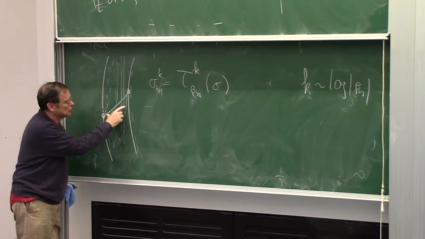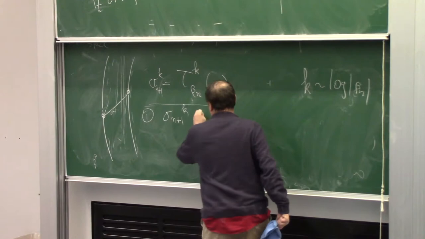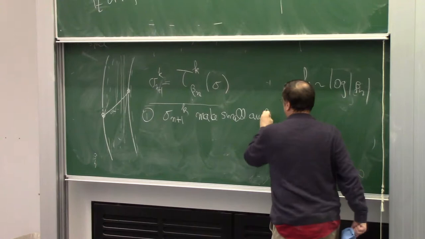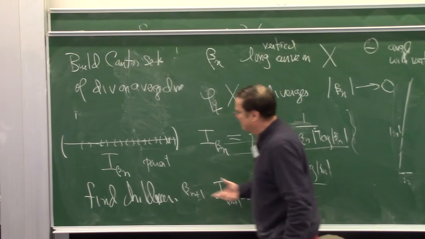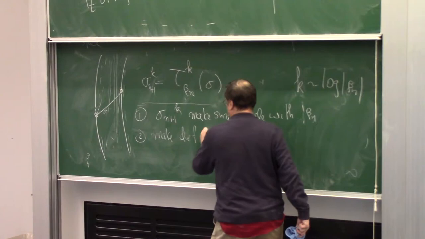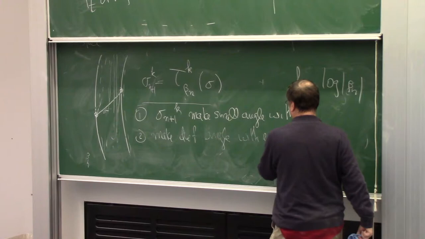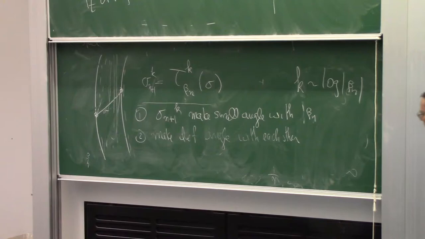So the first statement about the sigma n plus 1 is they make the correct angle. They make the small angle with beta n, this kind of small angle that we want in this picture. And their angles between each other are separated. They make a definite angle with each other. Both of those things are good when you're trying to build Cantor sets and prove Hausdorff dimension. You want the children to be separated and have a big enough interval. But the problem is they do not determine cylinders.